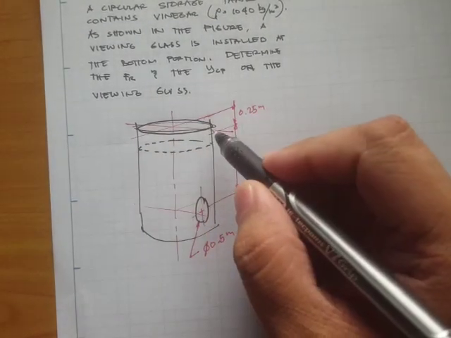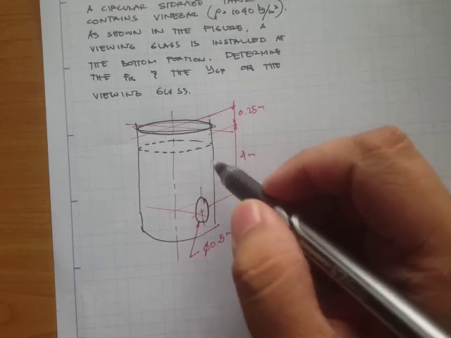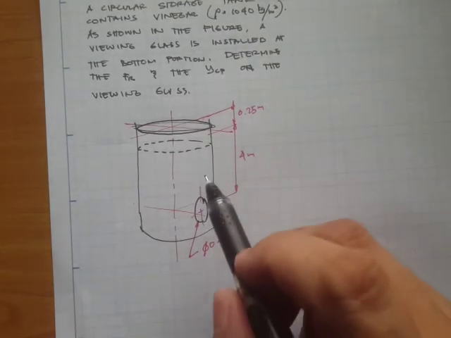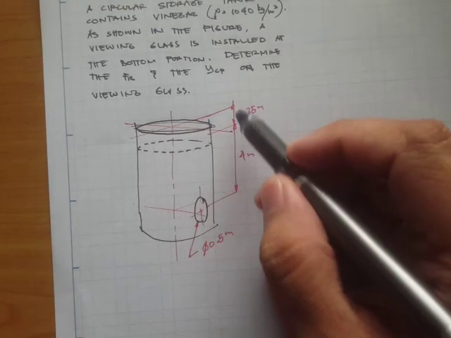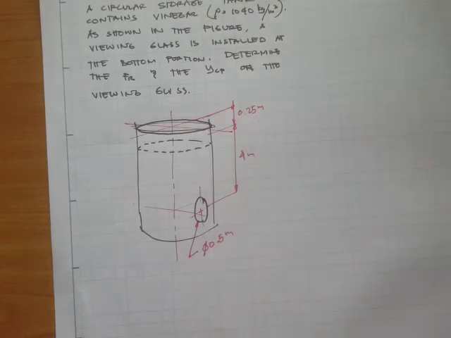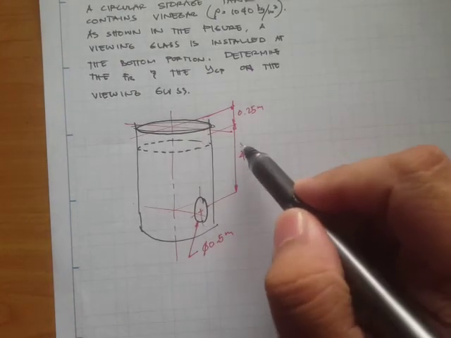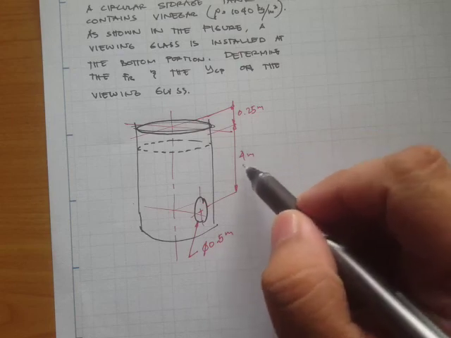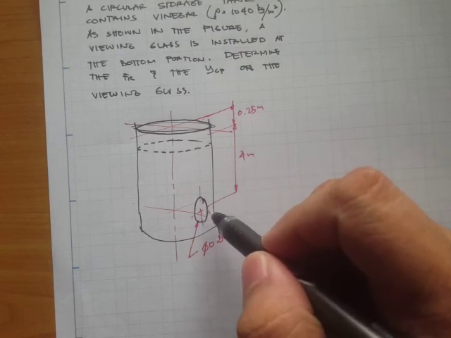Okay, so in the figure we have this circular storage tank, and since it is not fully filled, we have these dimensions, 0.25 from the top, and from the free surface we have a 4-meter depth to the centroid of the viewing glass.